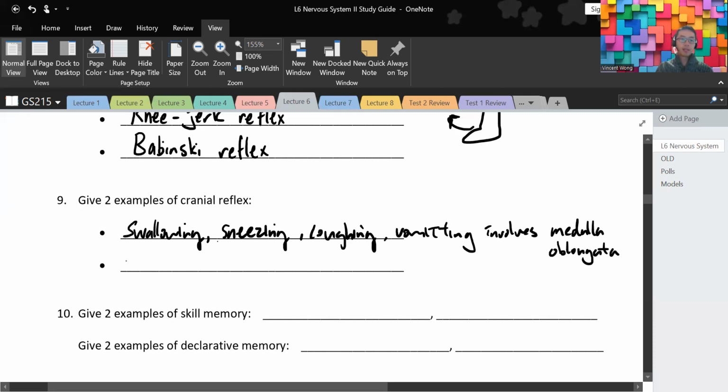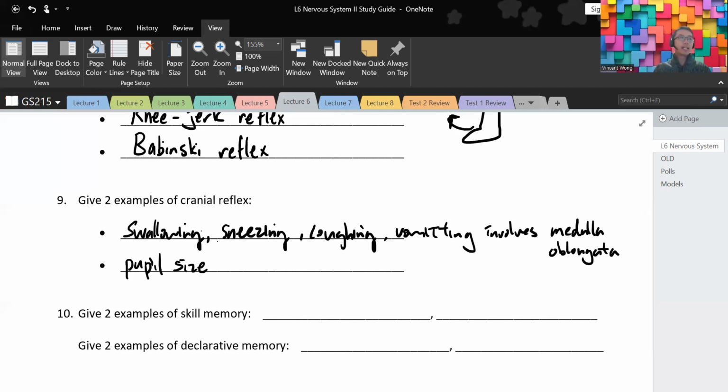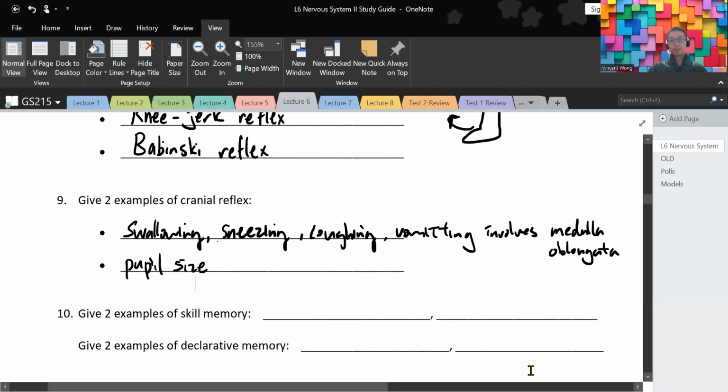Another one would be pupil size. When you shine a light at the eye, the pupil goes smaller, right? That's a cranial reflex. It involves the brain.